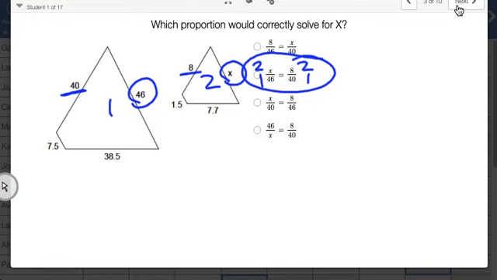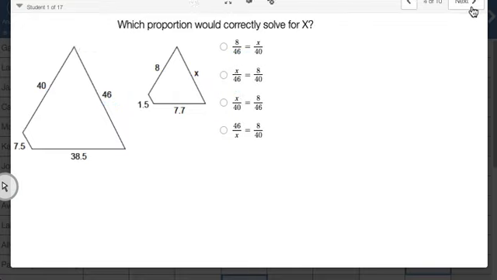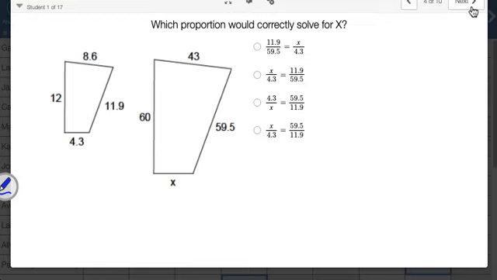Next slide, slide 4. Show me, did you pick 1, 2, 3, or 4? We got 3s and 4s being shown here. Let's check 3 and then we'll check 4. So 4.3 and X, and 59.5 and 11.9. We know that X and 4.3 need to go together. The 59.5 and the 11.9 are in corresponding spots.